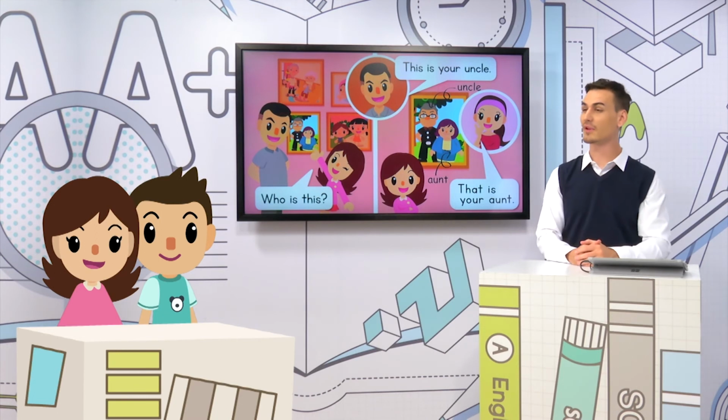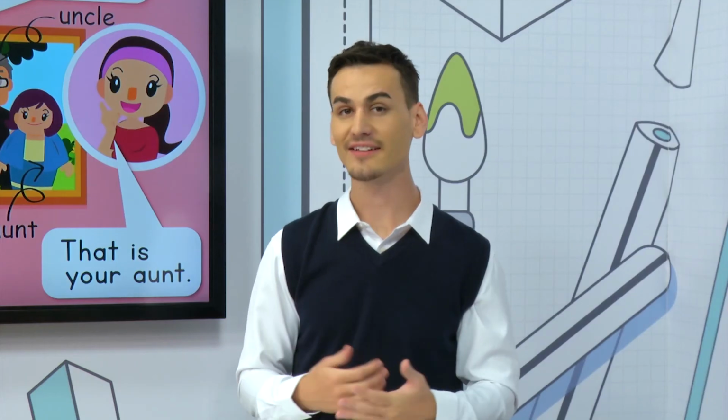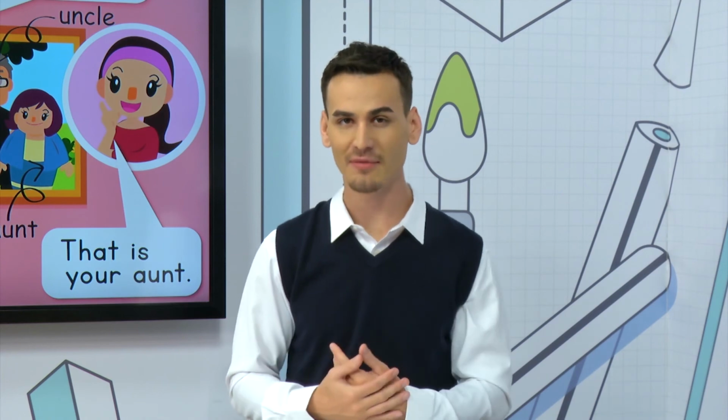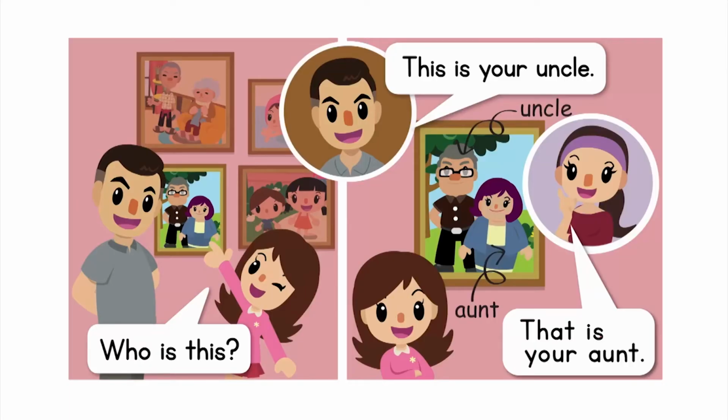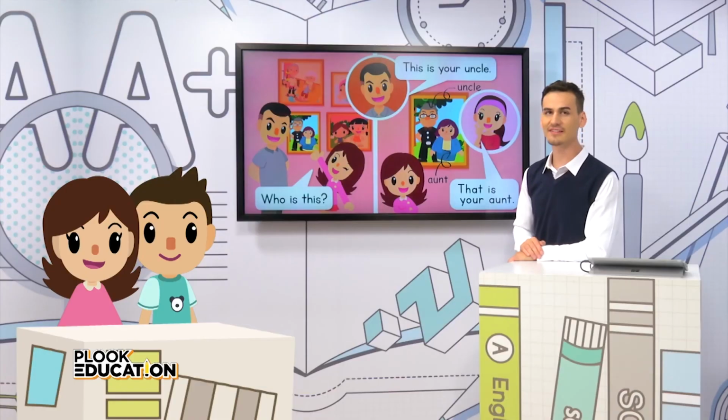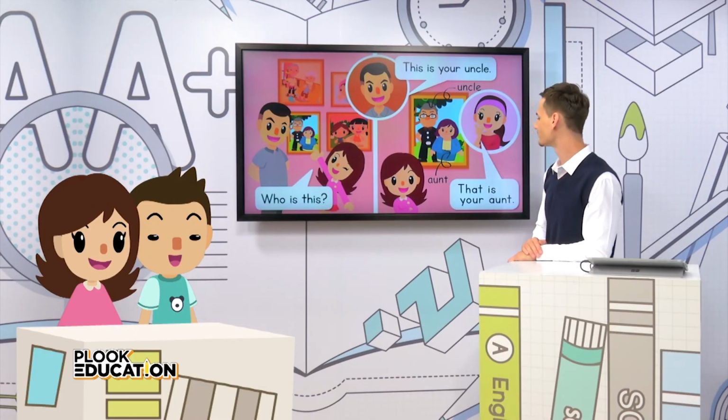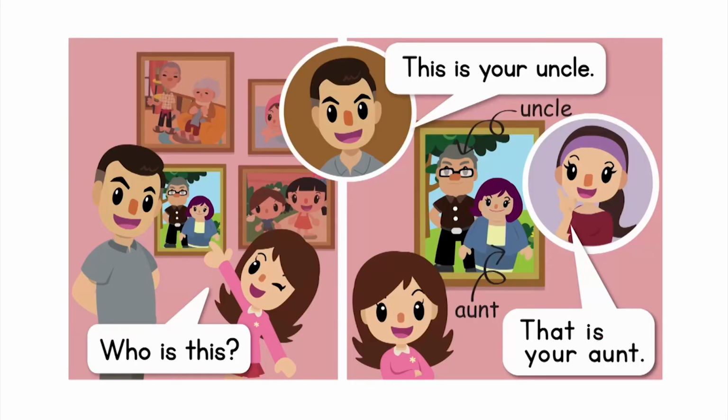Wow, that was a great cartoon, wasn't it? Yes. There were so many people in Nam's family, wasn't there? Let's see if we can review all the people that were in her family. In these pictures, Nam asked her dad, "Who is this?" Looking at the picture, the dad answered, "This is your uncle." Let's say that together. This is your uncle. Then her mom answered, "That is your aunt." That is your aunt. Perfect.